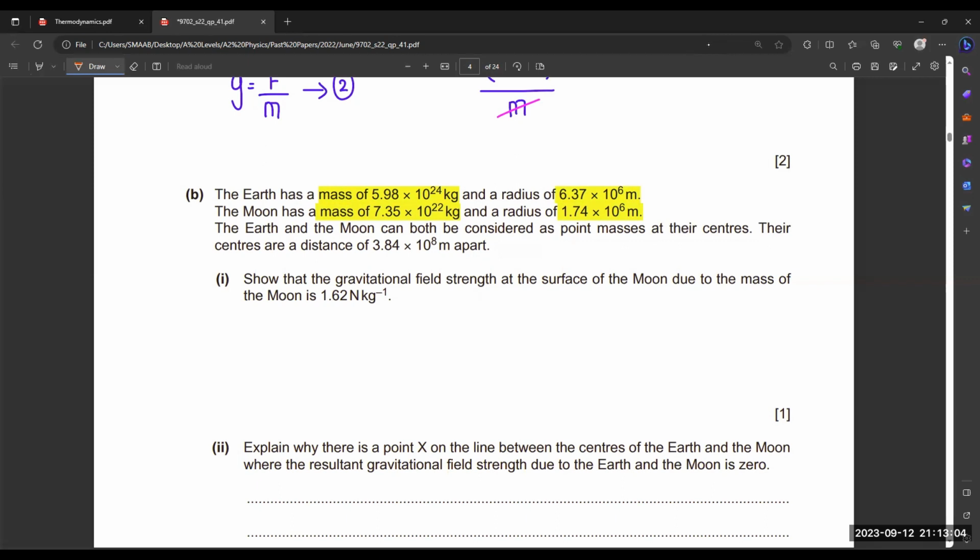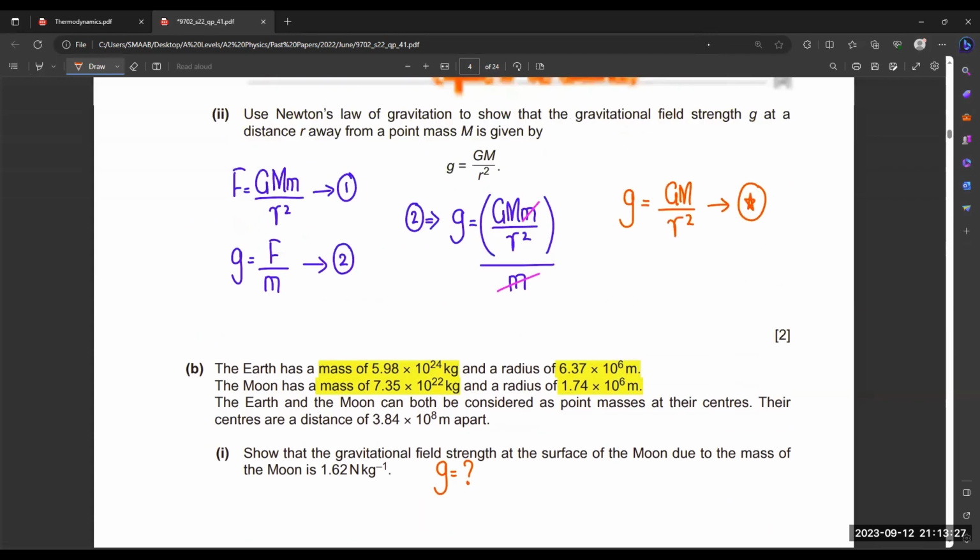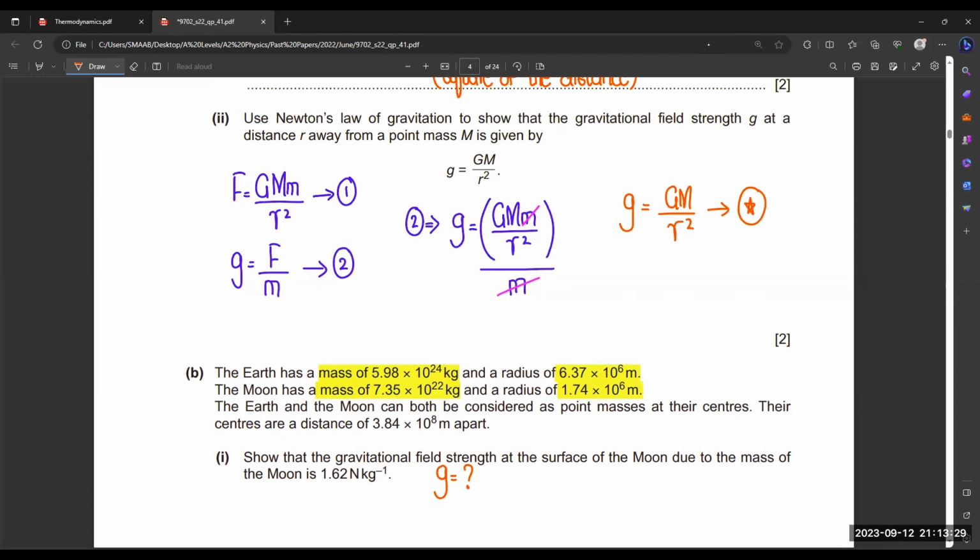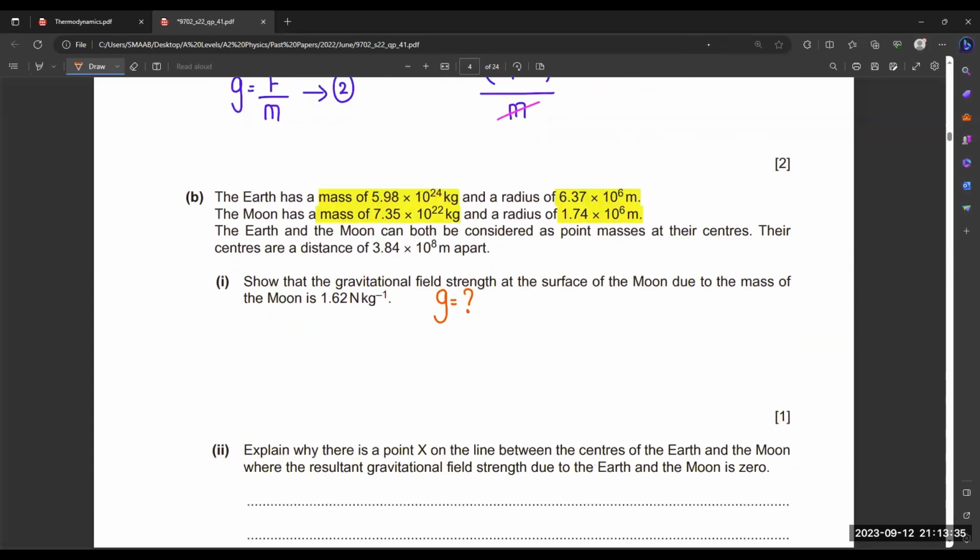Yes. And now what we have to find, they are asking that show that the gravitational field strength at the surface of the moon due to the mass of the moon is 1.6 Newton per kg. Now again they are asking about the value of gravitational field strength, that we already derived in the first part. So basically in the question, you know that all parts are interconnected. So now we have to use the same formula, Gm over R square.